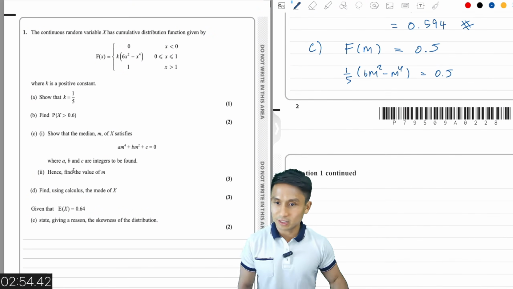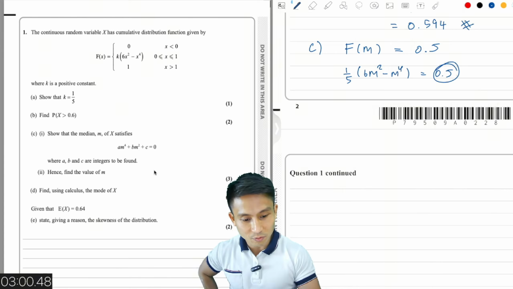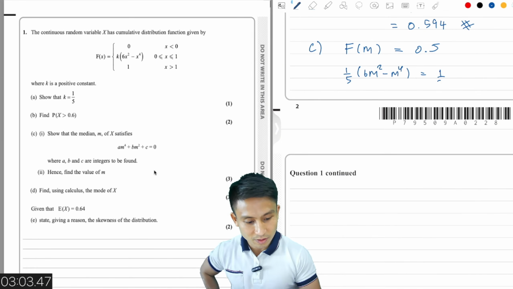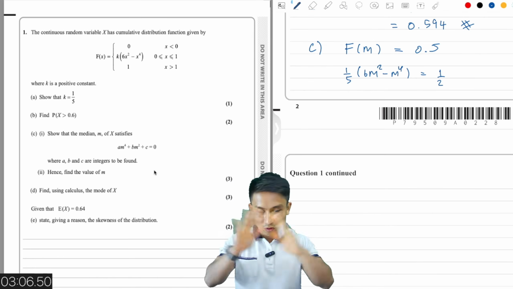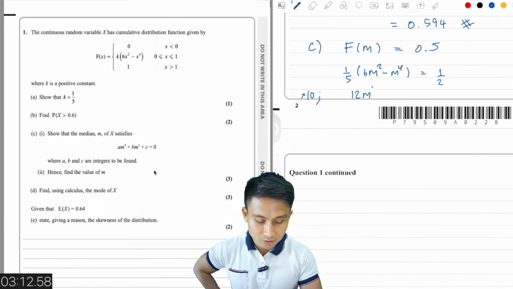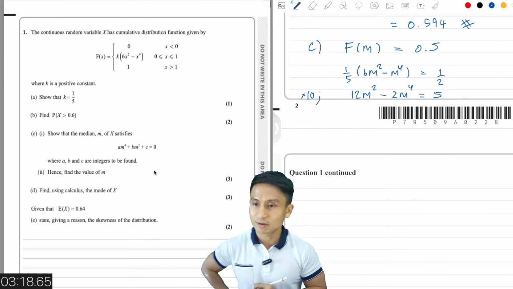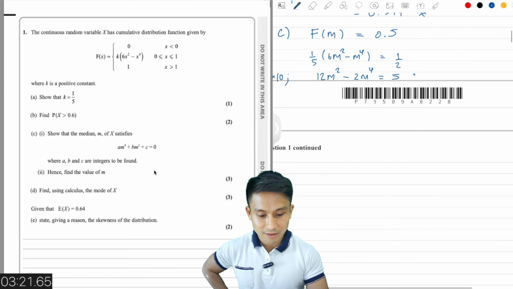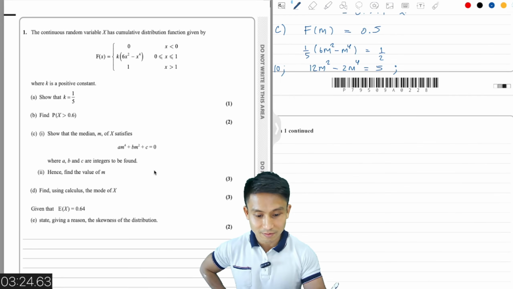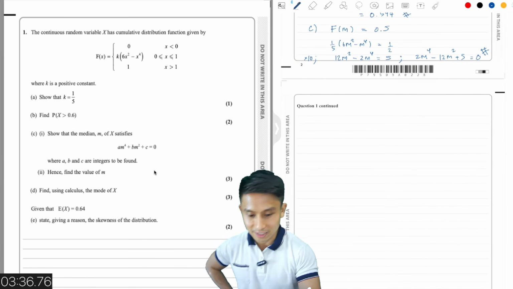And because a, b, and c are integers, probably I have to multiply everything by 10, because this is basically 1 over 2. Let me change that to 1 over 2. As you can see, the lowest common multiple of the whole denominators would be 10. So if I multiply by 10 across, I'm going to get 12m squared, and then minus 2m to the 4, and this is equal to 5 after multiplication. If I move everything to the right side, I have 2m to the 4 minus 12m squared plus 5 equals 0. So that would be the answer to part C i.